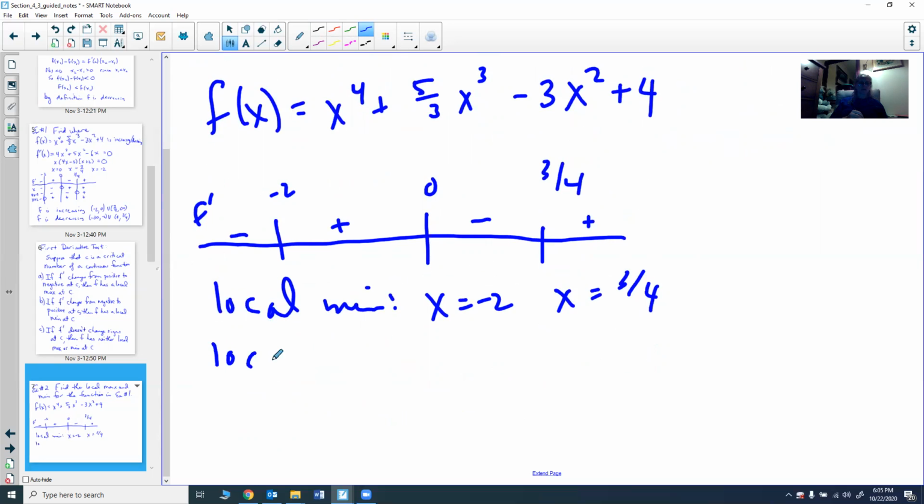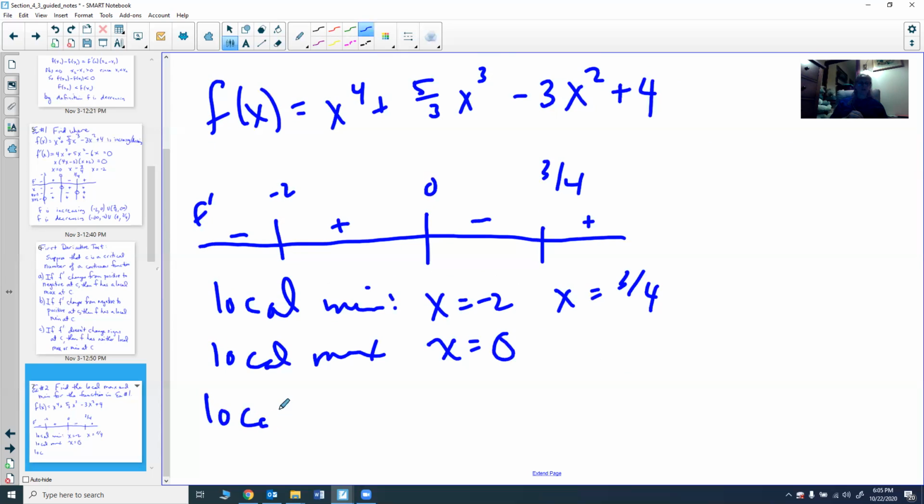We have a local max. We were increasing, going up from -2 to 0, and then at 0 we turn and head back down again. So that must mean at 0 we have a local max. Again, that isn't the local max value, it's just the location of it.